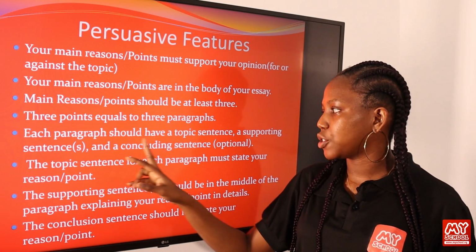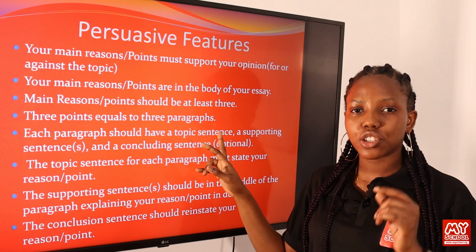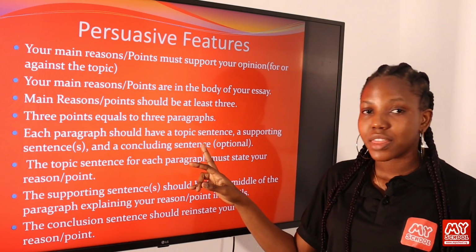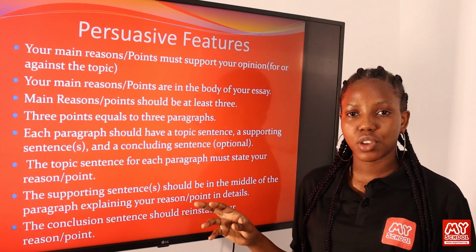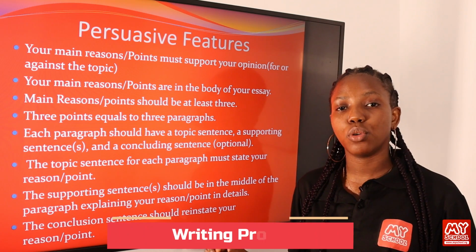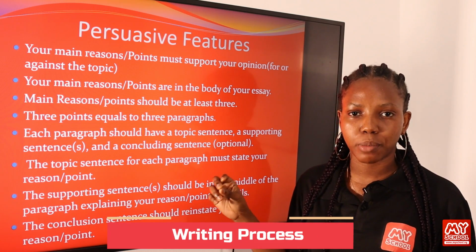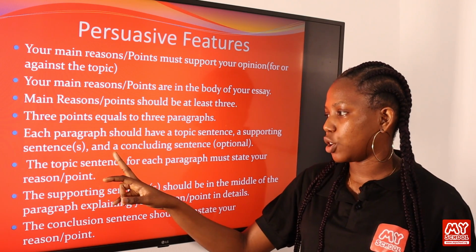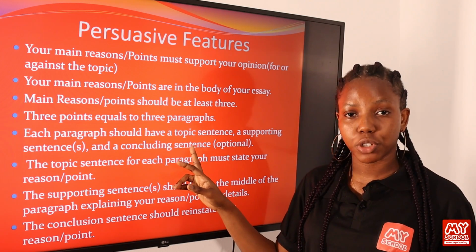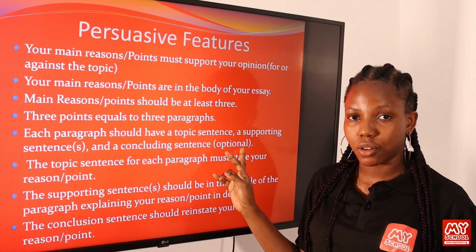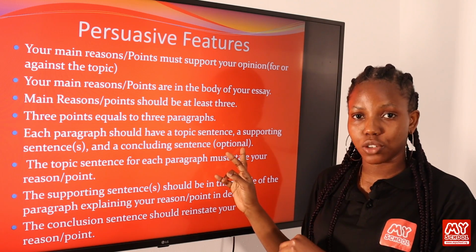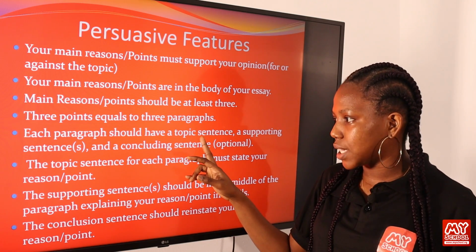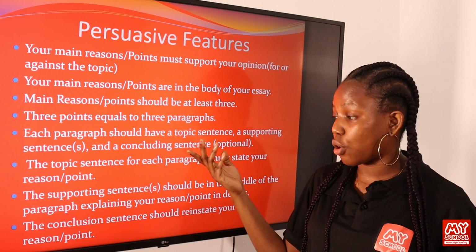Okay? Each paragraph should have a topic sentence. So each of the paragraphs should have a topic sentence, a supporting sentence, and a concluding sentence. Now, we've talked about this in the writing process, so if you would like to catch up on that, please check my video on the writing process. You get more information about this. Okay, so the topic sentence is very important, the supporting sentence is very important, and the concluding sentence is optional. Okay, and as you can see, I've written it here, optional. We'll be taking a look at this in detail before the end of this lesson, but I'd like you to follow through. Okay, so each paragraph should have a topic sentence, a supporting sentence, and a concluding sentence.